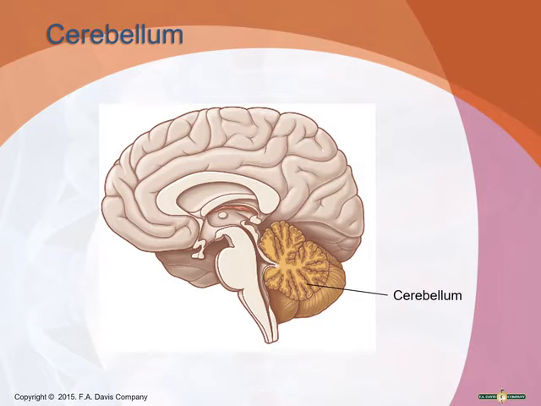The cerebellum. The cerebellum houses more neurons than the rest of the brain combined. It's this part down here. It's connected to the cerebral cortex by about 40 million neurons. The cerebellum receives and processes messages from all over the brain.